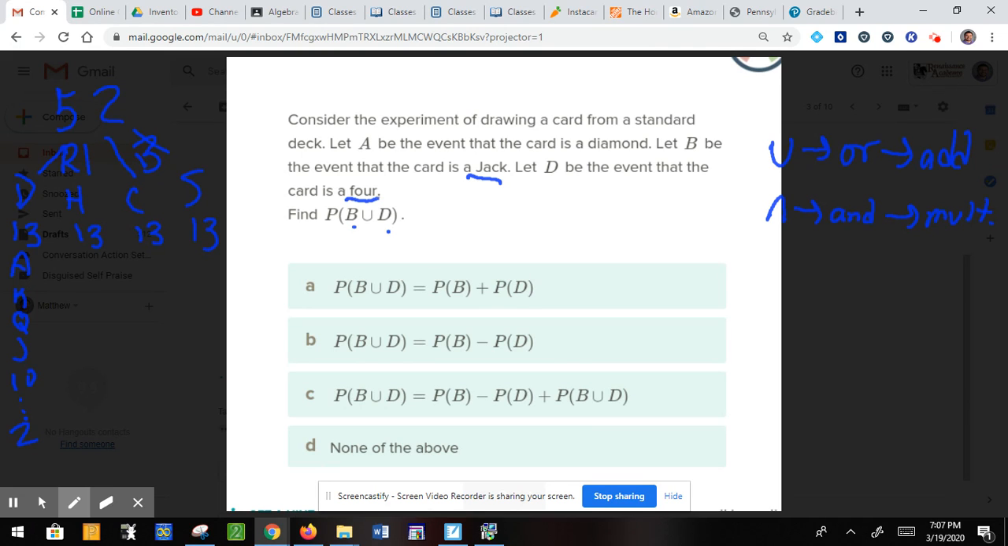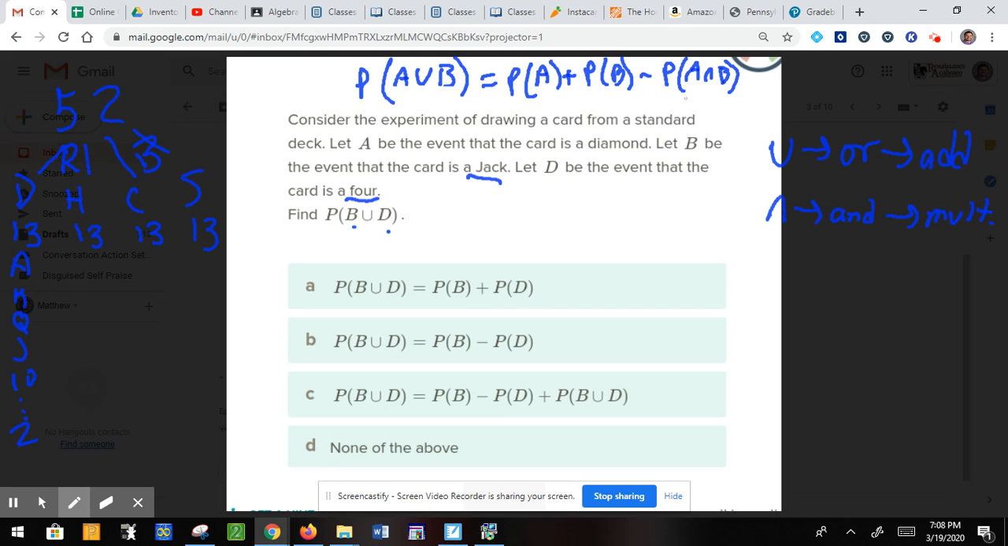The true formula for a union would be, I'm going to use just generic letters here, the probability of A union B is equal to the probability of A plus the probability of B minus the probability of A intersect B. All right. So the probability of each thing separately is added together, subtracted by whatever the overlap is.